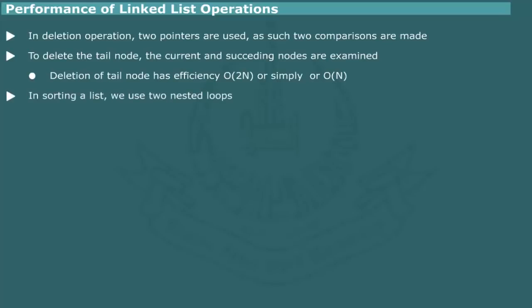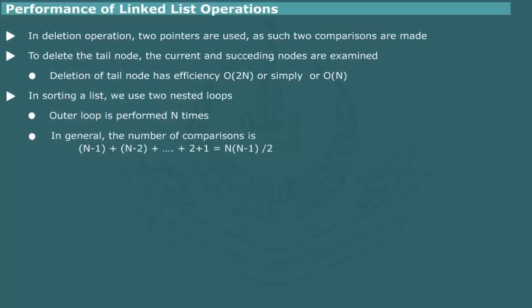In sorting a list, we use two nested loops. The outer loop is performed n times. In each iteration, we compare the pointers and set the next value for the index of the inner loop. In general, n-1 comparisons are performed in the first iteration, n-2 in the second iteration, and one comparison in the last iteration. Thus, altogether, the number of comparisons is as shown. The sort operation has time efficiency O(n²) or equivalently quadratic.